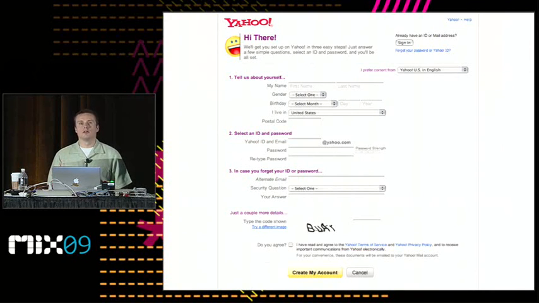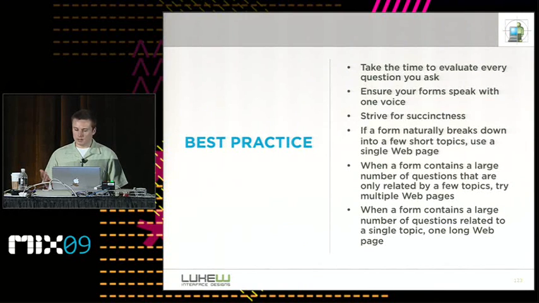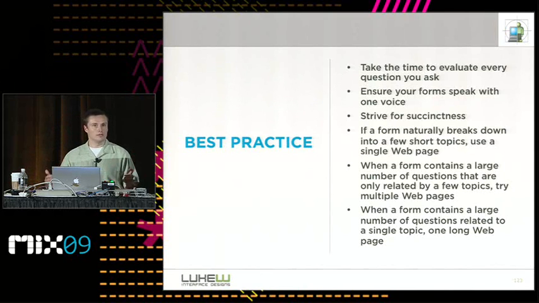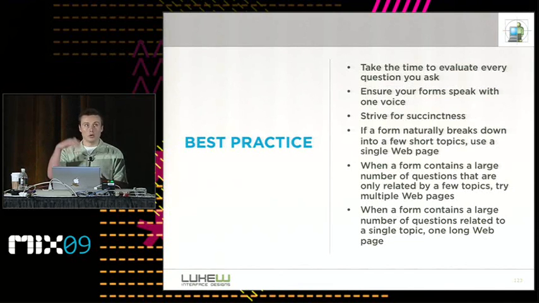So there are ways to organize, in addition to what I was talking about before, about thinking about what to remove from a form, what to cut, what to postpone. The other side of the coin is thinking about how to structure things as a conversation, as a flow of information that makes sense to people. So the best practice on organizing these forms is take the time to check every question, make sure you're using one voice. And this is how I answer the question, should my form be 1, 3, or 5 pages long? If it naturally breaks down into a few short topics of conversation that make sense to people, then use a single web page. If it breaks down into a number of large questions that are related only by a few topics, multiple web pages. If it's a lot of questions, but it's one topic, maybe one long web form is best.